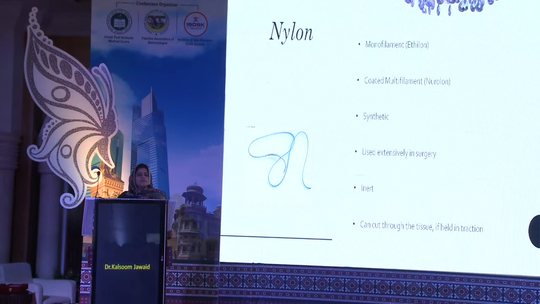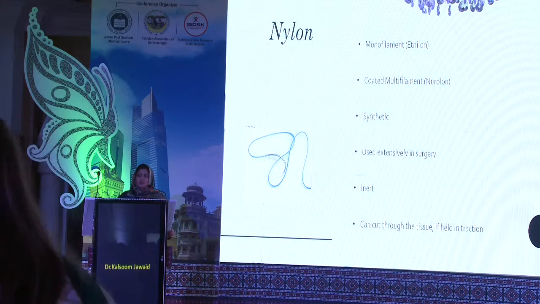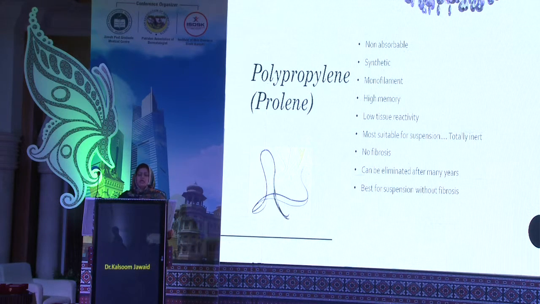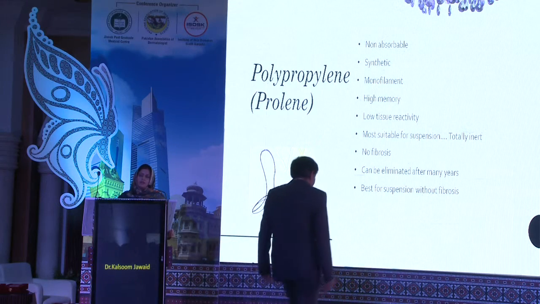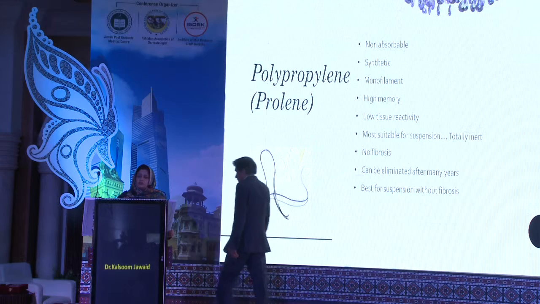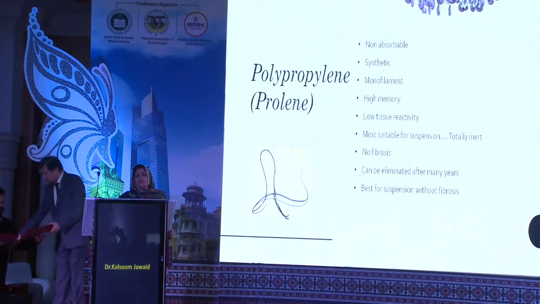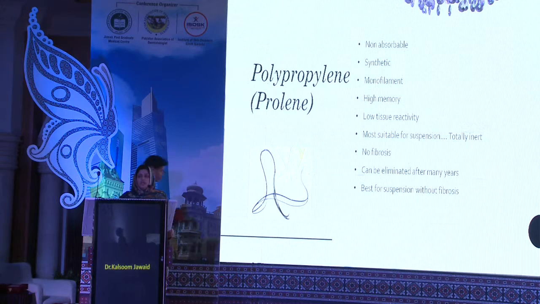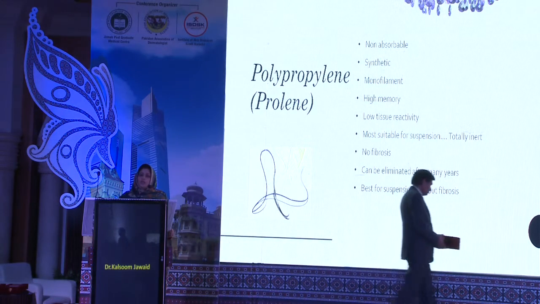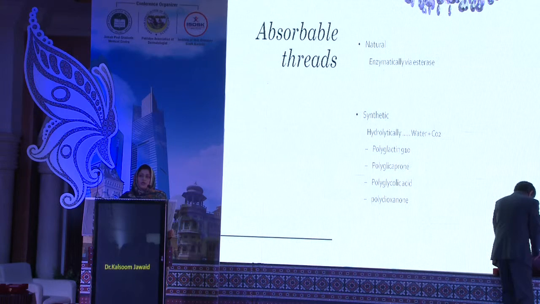Starting with nylon, the non-absorbable thread, as I mentioned, it's monofilament. It comes as a monofilament and coated multifilament too. It is synthetic, used extensively in surgery, and quite inert when placed in the tissues. But it is strong enough that it can cut through the tissues if held in traction. Next comes Prolene. It is also a non-absorbable synthetic monofilament, but it has high memory with very low tissue reactivity. It is more suitable for suspension because it is totally inert. It does not cause fibrosis at all, and you can remove it even after many years unchanged. So it is best for suspension without fibrosis.